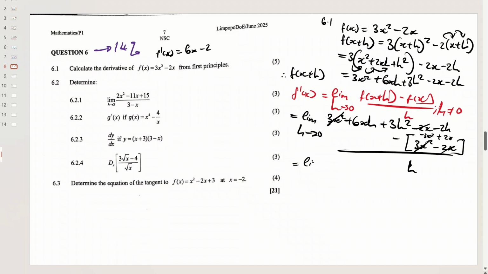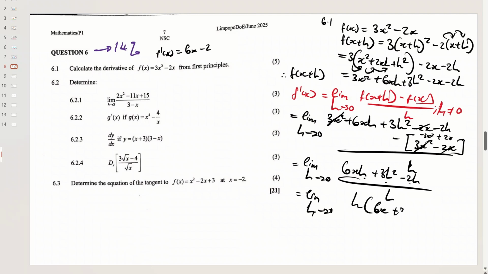So now you have the limit as h approaches 0 of the top part, 6xh plus 3h squared minus 2x and 2h. h is common everywhere. That's your factor. Limit as h approaches 0. Factor that out, so you'll have h outside: 6x plus 3h minus 2, all over h. Top and bottom rationalize. So you'll have the limit as h approaches 0 of what? Of the 6x plus 3h minus 2.